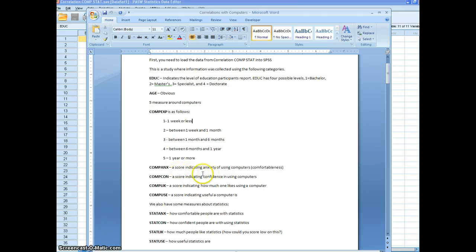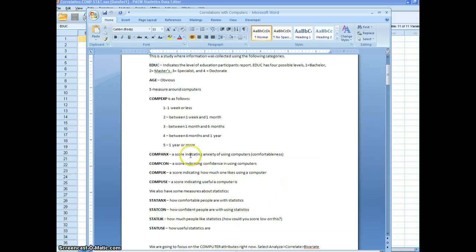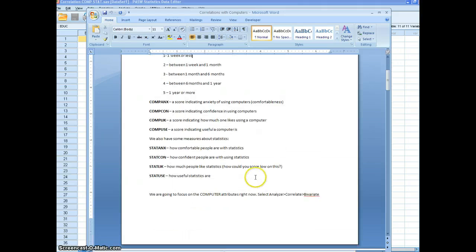Computer anxiety is a score, done with a survey, a score indicating anxiety of using computers. So the higher your score, the more comfortable you are with it. Then level of confidence, how much you like using a computer, and how useful you think they are. This database also has a set of information about statistics, and we're going to use that later on. You'll use that in your example, so you'll see a lot of this information again.